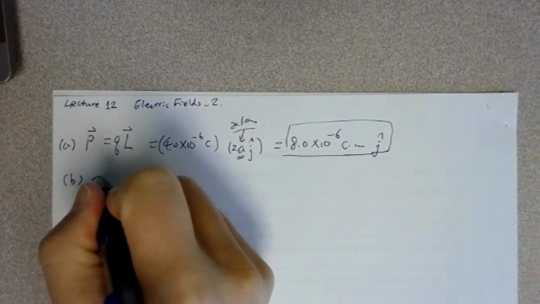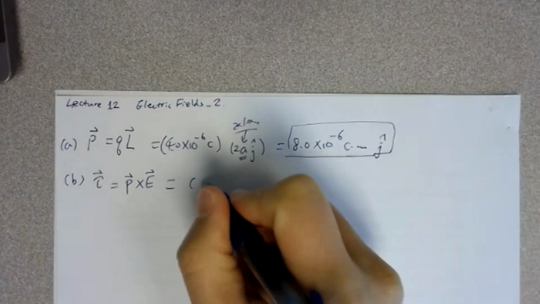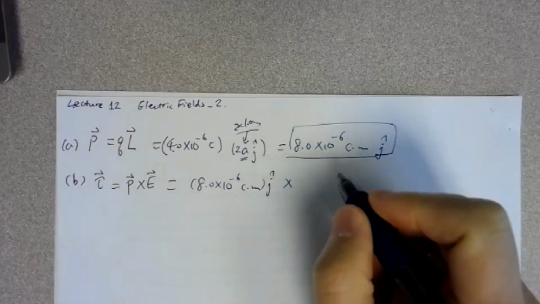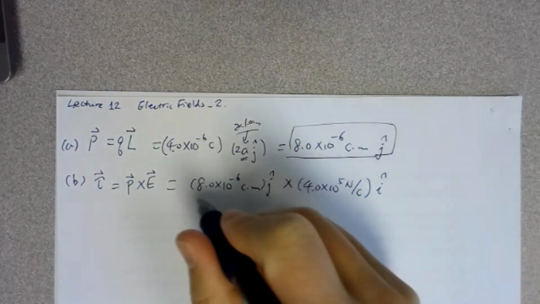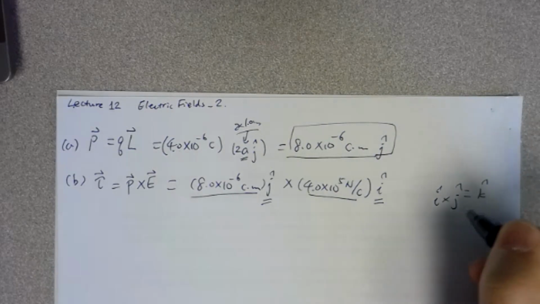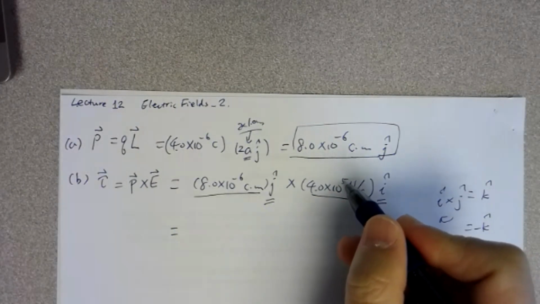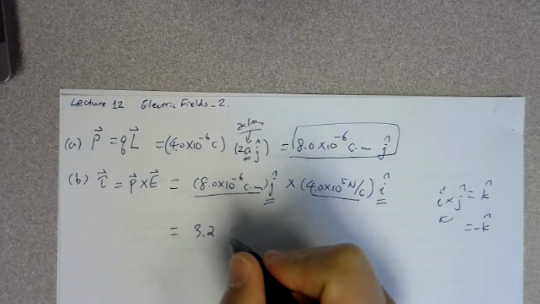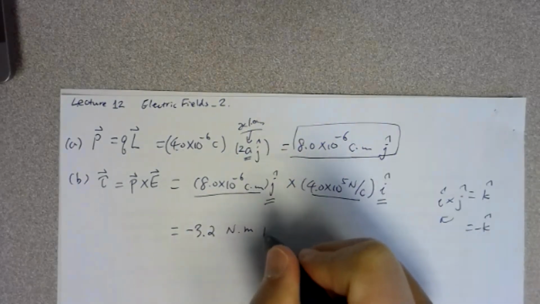All right, so now it's asking what the torque of this dipole will be. The torque is equal to P cross E. P is 8.0 times 10 to the minus 6 coulomb meters in the J direction, cross E, which is given as 4.0 times 10 to the fifth newtons per coulomb in the I direction. So you multiply these and take J cross I. We know I cross J is equal to K, so if you reverse the two, that gives you minus K. So this times that will be 32, and minus 6 and 5 combine to leave minus 1. So 32 times 10 to the minus 1 means 3.2 newton meters, coulombs cancel, and minus of that times K. So that's the torque.